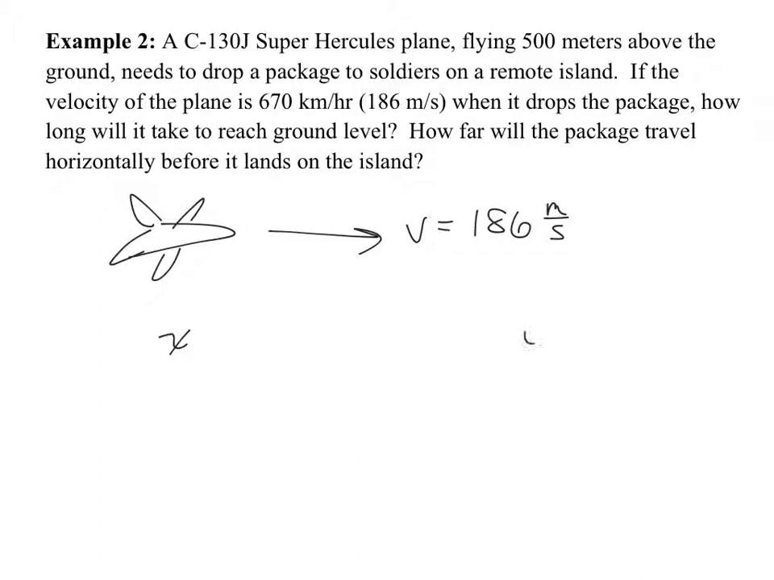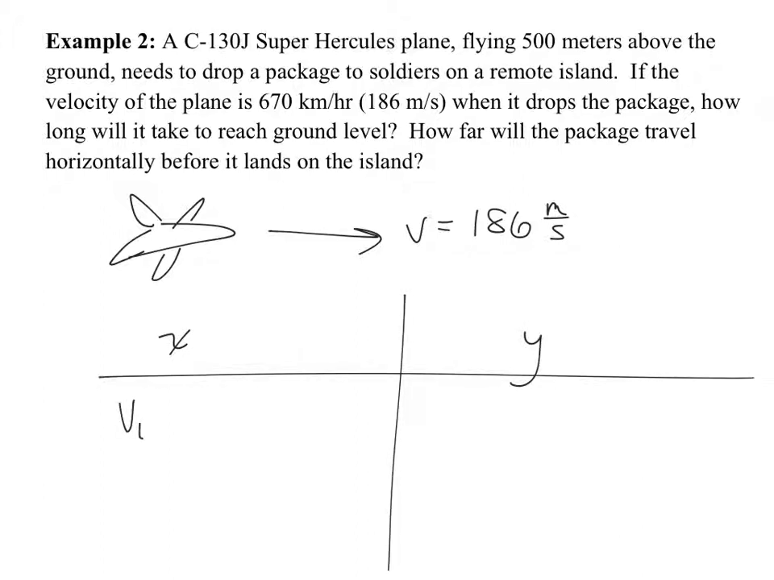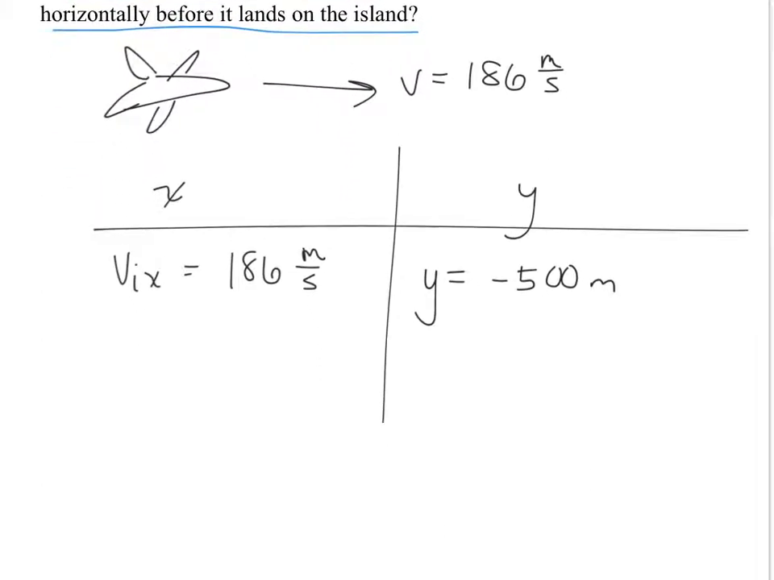So when we're looking at our diagrams now, in our xy, we can automatically say that Vix is going to equal 186 meters per second. Last problem, we determined Vix, but now we're given that value. How far above the ground is it? So y equals negative 500 because it's above ground and it's going to travel which way? Down. Our goal is to find what? How long it will take to reach the ground. That's time. And how far it will travel horizontally before it lands on the island. So we're going to eventually have to figure out time, and we're going to have to figure out x. Both of those.